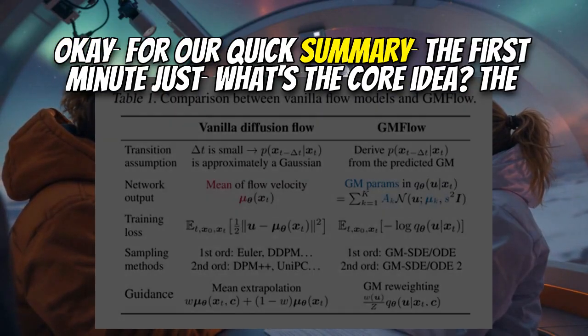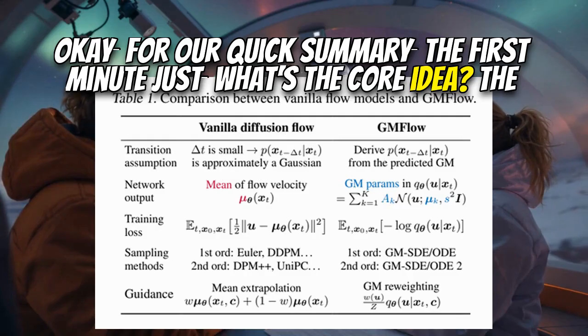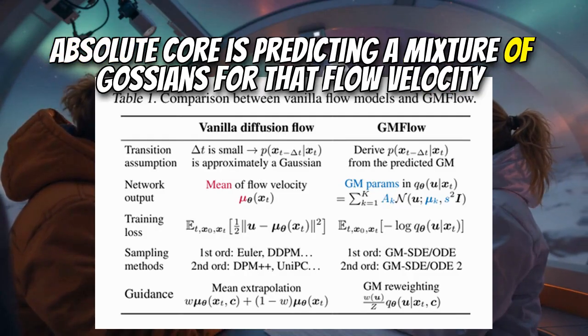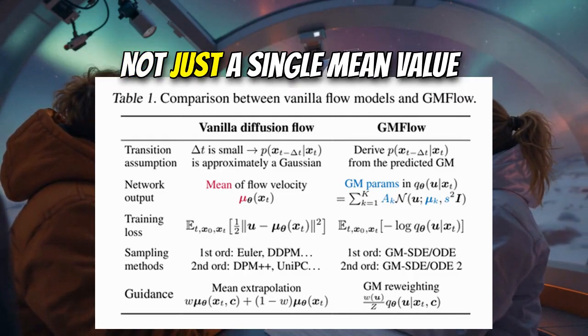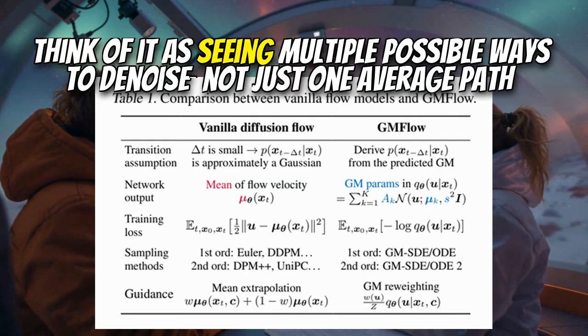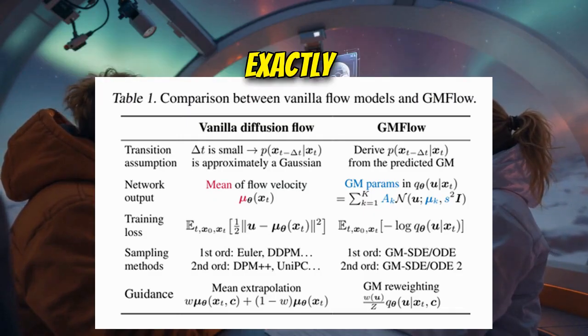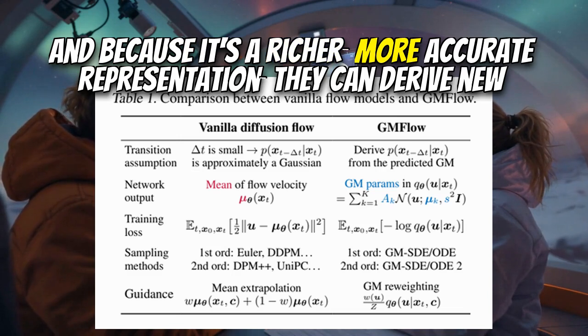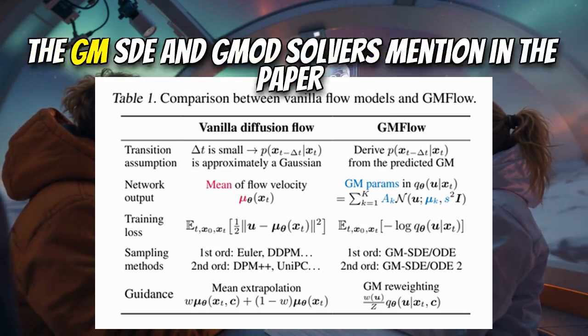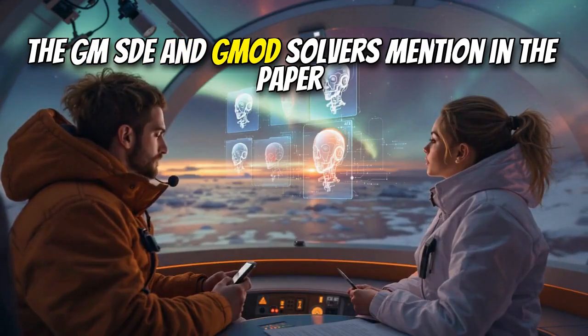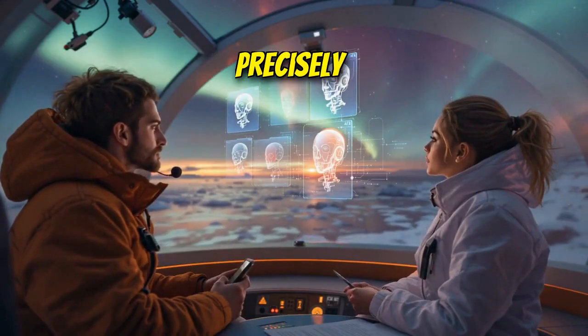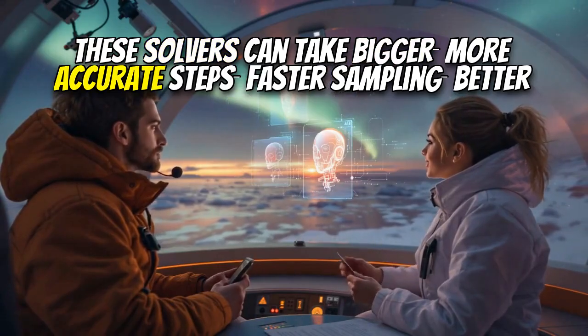Okay, for our quick summary, the first minute gist, what's the core idea? The absolute core is predicting a mixture of Gaussians for that flow velocity, not just a single mean value. Think of it as seeing multiple possible ways to denoise, not just one average path. So a richer representation of the possibilities. Exactly. And because it's a richer, more accurate representation, they can derive new sampling methods. The SDE and GMODE solvers mentioned in the paper. Precisely. These solvers can take bigger, more accurate steps: faster sampling, better quality.